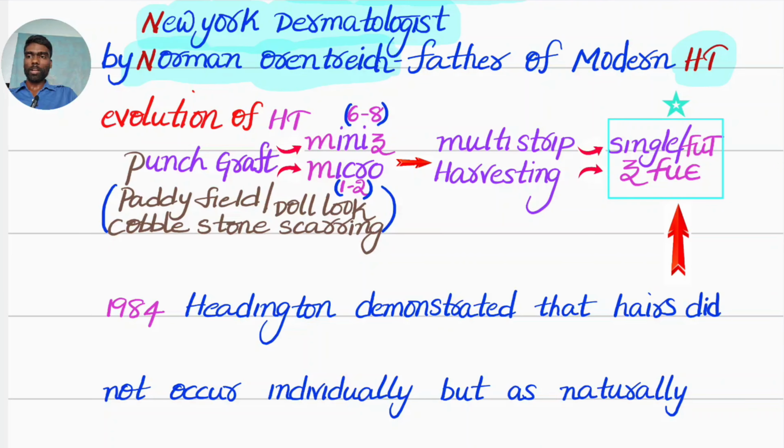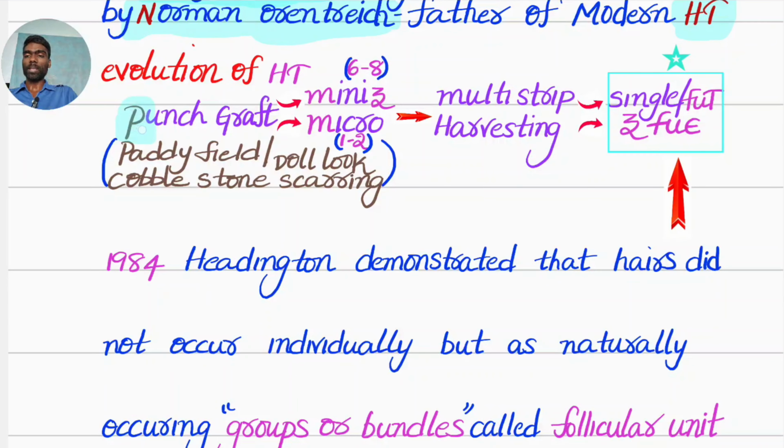Coming to the evolution of hair transplantation. Initially, transplantation was done using punch grafts of 2 to 4 mm. It gave a paddy field look or doll-like look of the recipient area and donor area, leading to cobblestone scarring. Hence, to reduce this, smaller graft punches were developed, called mini punch grafting and micro punch grafting. In mini, 6 to 8 hairs can be harvested at once. In micro, 1 to 2 hairs.